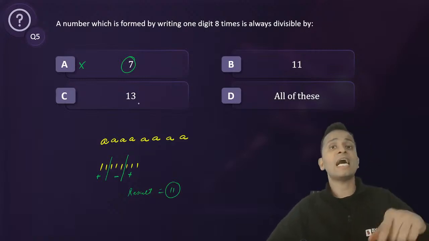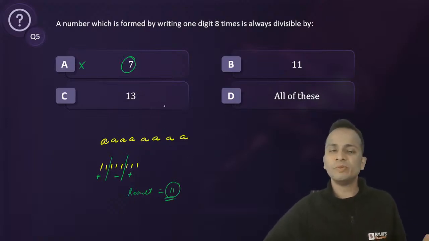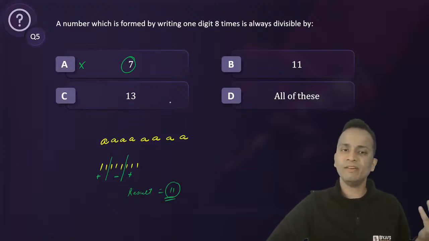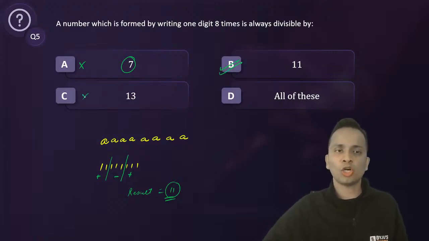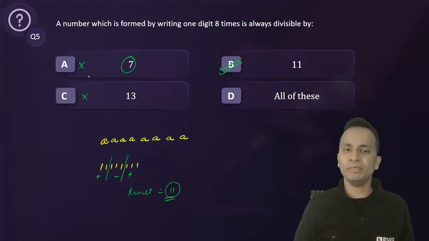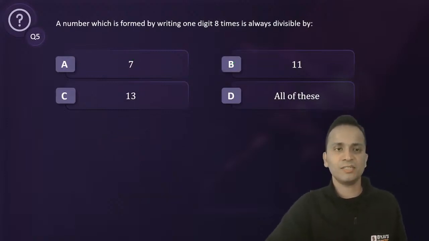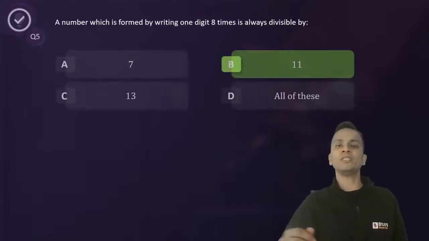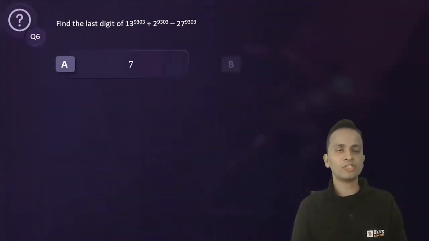This is the rule for 7 as well as 13. Okay? And just to tell you, this is the rule for 11 as well. This is the rule for all three of 7, 11, 13. So whichever of these three numbers the result is divisible by, the number will be divisible by that number. So the result 11 is divisible by 11, not by 7, not by 13. So the answer will be option B, that is 11. Okay, simple. So Ankit, this is the rule for 7, 11 and 13. Right? Okay. So the correct answer here is option B, that is 11. Clear? Let's move ahead. Next question, question number 6.